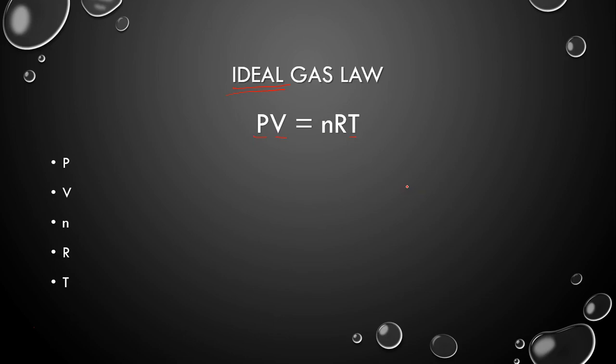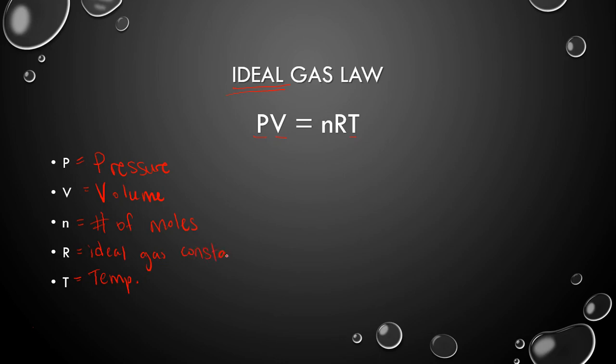Now, you should already be familiar with three of these pieces, the P, the V, and the T. We used those in the previous lesson where we had the combined gas law. That was P1V1 over T1 equals P2V2 over T2. So P still stands for pressure. Capital V still stands for volume. And T still stands for temperature. The new things to this equation are the N and the R.